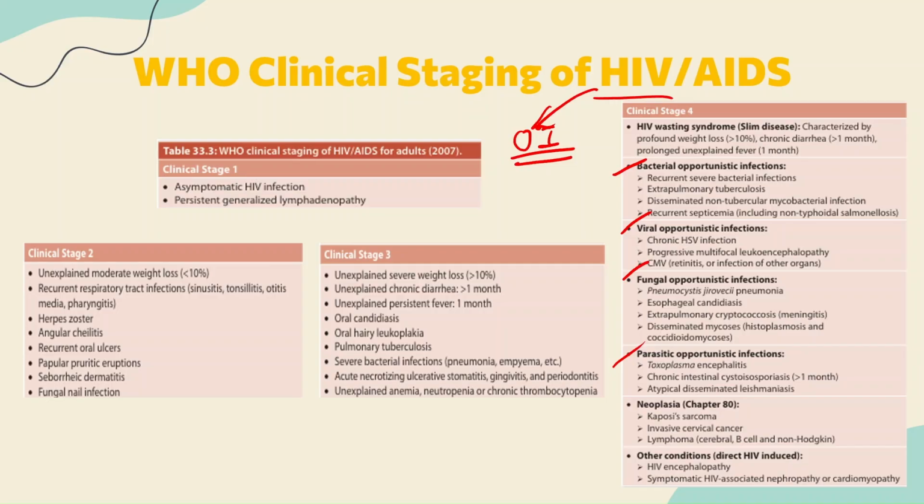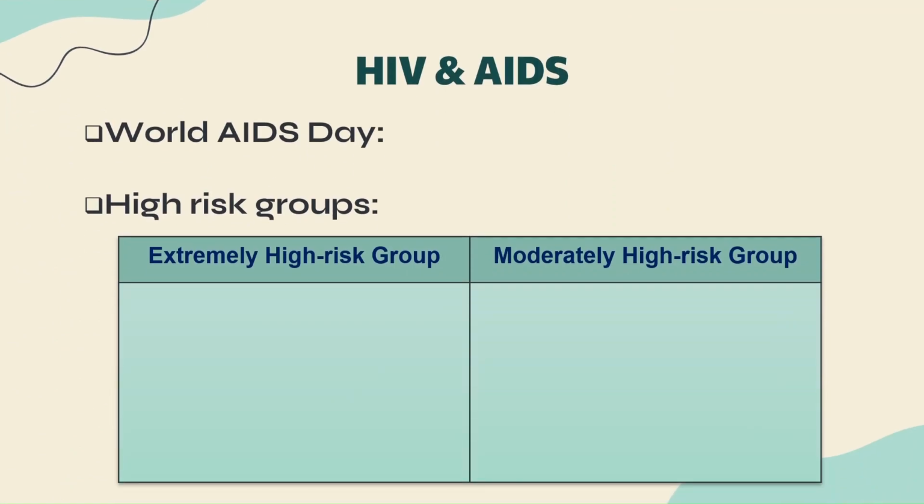Again, in the upcoming slide, I will be letting you all know some important or the most commonly associated opportunistic infections seen in HIV and AIDS. Okay. So that was all with respect to clinical diagnosis, guys. Now, next we are going to look at some additional points with respect to HIV and AIDS.